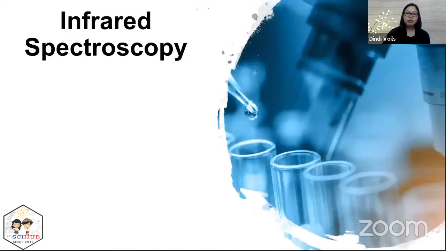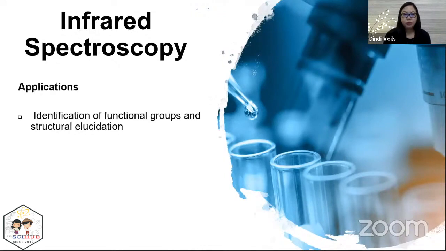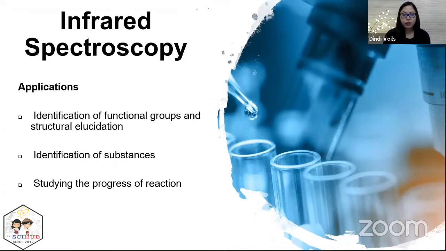So IR spectroscopy is normally used for qualitative applications. You can use it to identify functional groups and for structural elucidation, identification of substances, because these spectra are unique to that particular substance. It is also used when you're studying the progress of a reaction, and when you're detecting impurities.